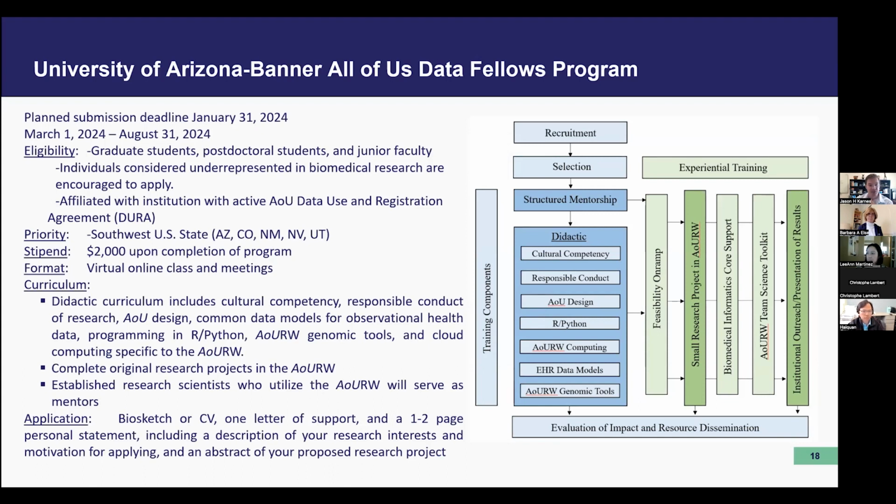We're planning a submission deadline for January 31st, but this would be open to graduate students, postdocs, and junior faculty. We would give priority to Southwest U.S. states. We'd also give a $2,000 stipend. This is expected to take about a quarter of these fellows' time during that 6-month period.